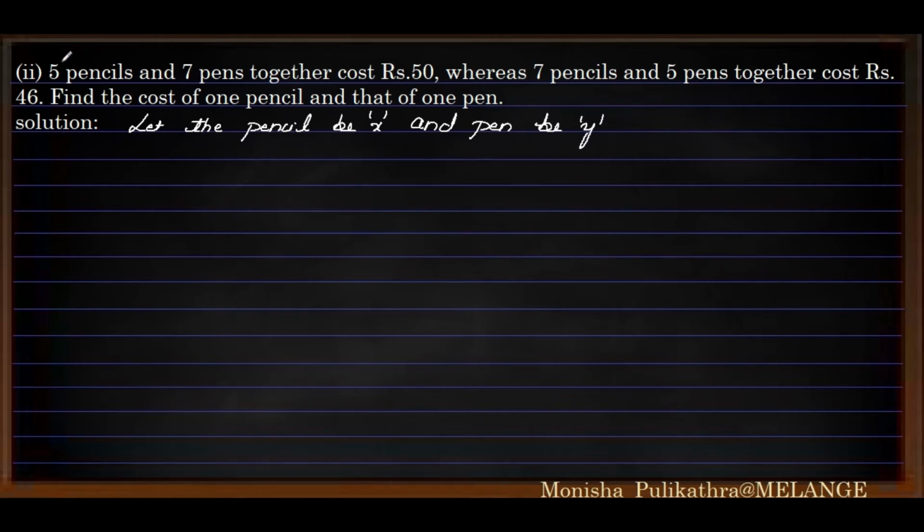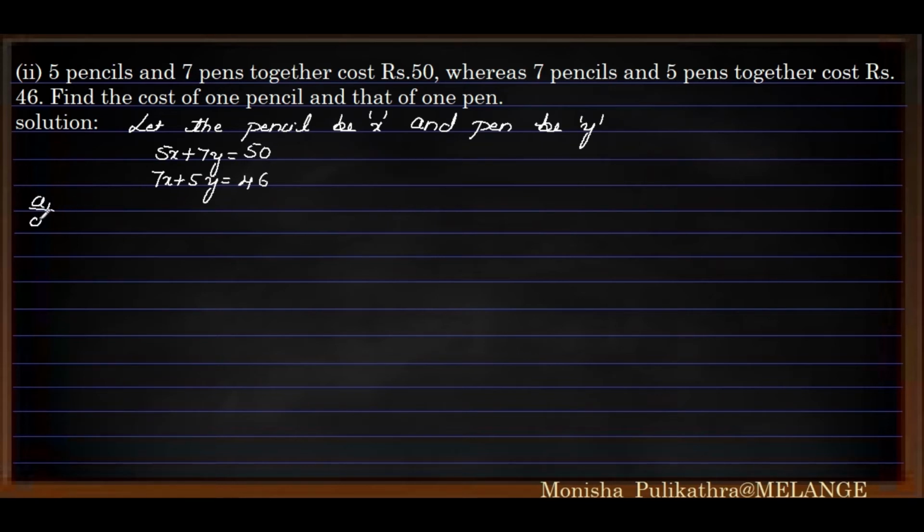Okay. So here the question is 5 pencils and 7 pens. So 5x plus 7y is equal to, together it is 50 rupees. Next is 7 pencils plus 5 pens is equal to 46. First we need to find out whether it is intersecting, coincident or parallel.